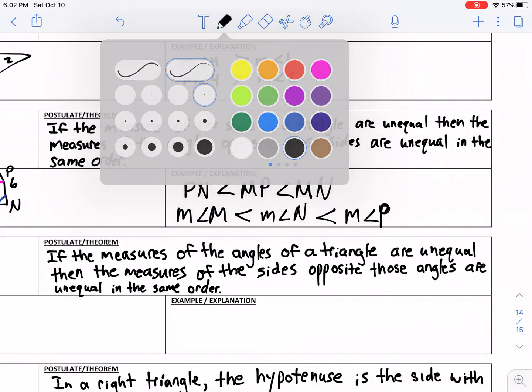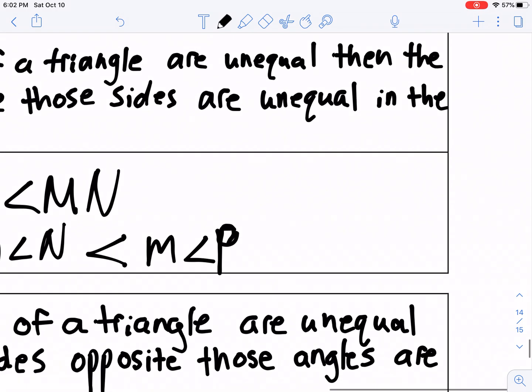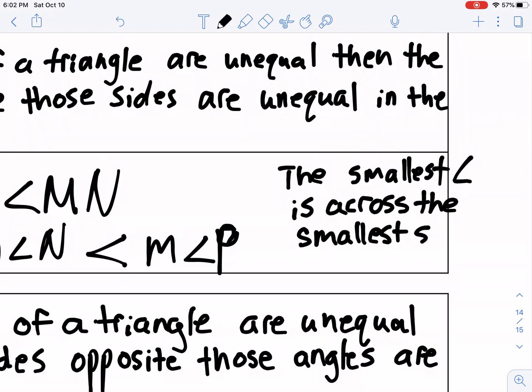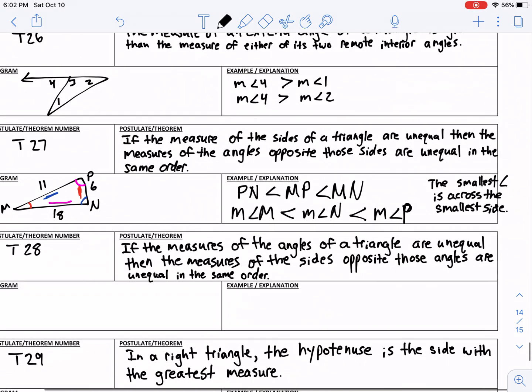Another way to put it into words is the smallest angle is across the smallest side, or shortest side. So if the measure of the sides of a triangle are unequal, then the measures of the angles opposite those sides are unequal in the same order.